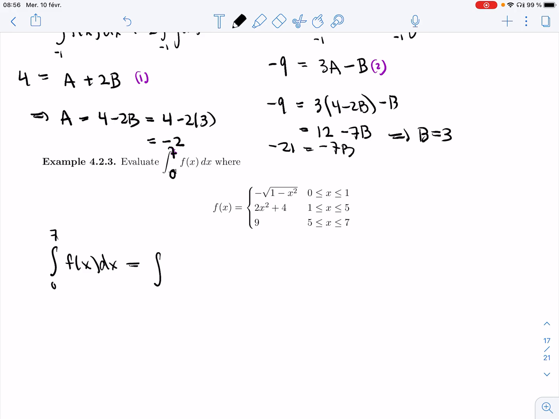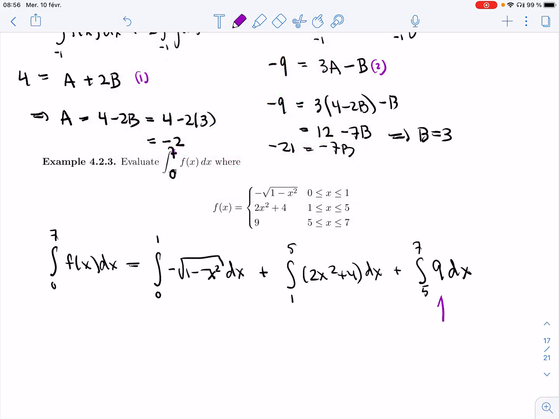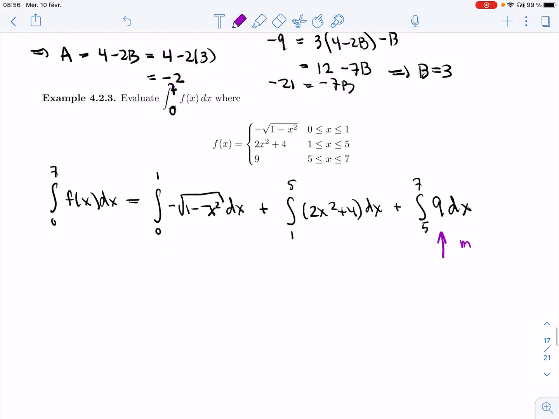So I'm going to put from 0 to 1, minus root of 1 minus x squared dx. I'm going to put from 1 to 5, 2x squared plus 4, and I'm going to put from 5 to 7, that function is now 9. All right, and I'm going to evaluate each one separately. Let's start with the easiest one. This is just a constant, so I'm going to use that it's m times b minus a. M is 9, b is 7, a is 5, so I get 18.